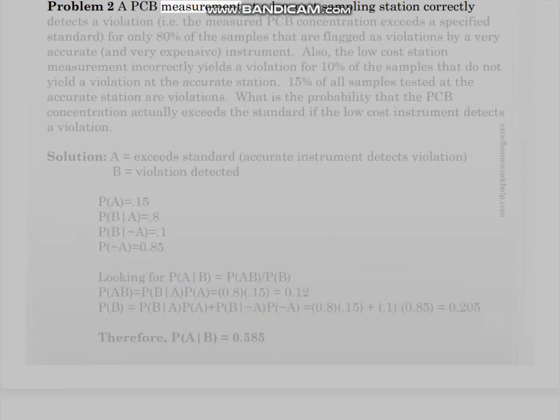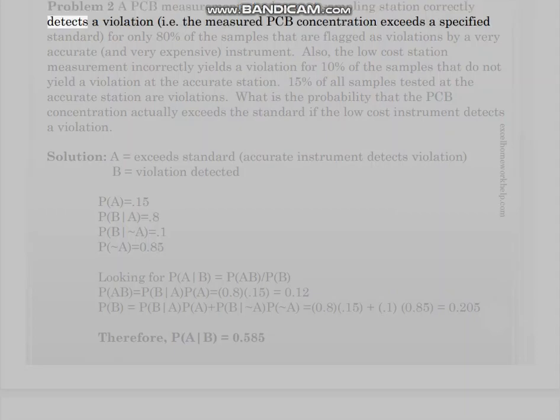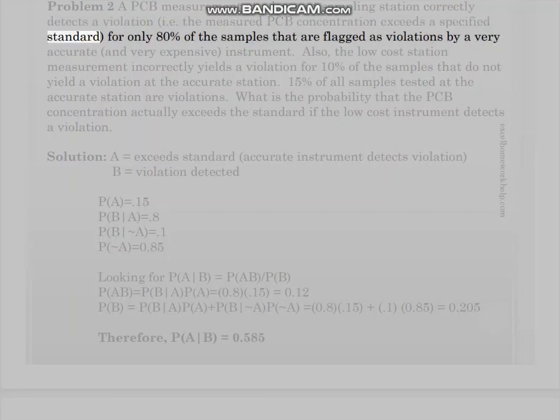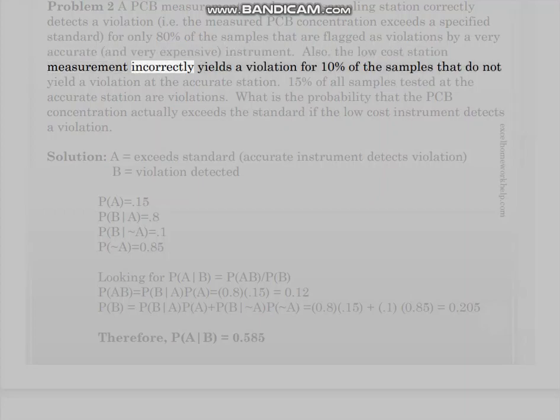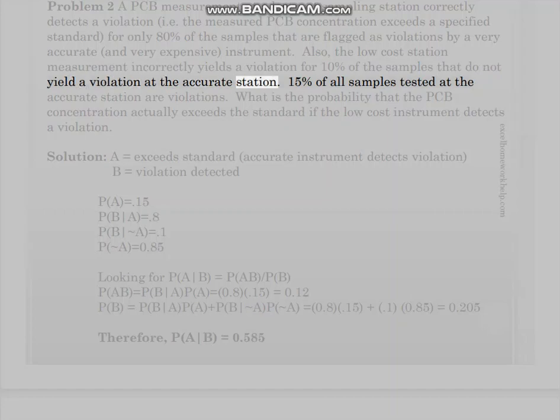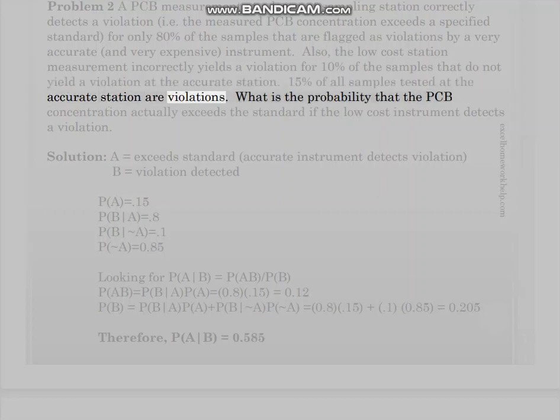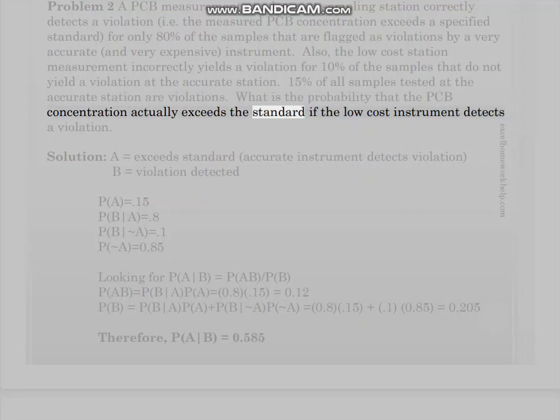Problem 2. A PCB measurement at a low-cost sampling station correctly detects a violation, i.e. the measured PCB concentration exceeds a specified standard, for only 80% of the samples that are flagged as violations by a very accurate and very expensive instrument. Also, the low-cost station incorrectly yields a violation for 10% of the samples that do not yield a violation at the accurate station. 15% of all samples tested at the accurate station are violations. What is the probability that the PCB concentration actually exceeds the standard if the low-cost instrument detects a violation?